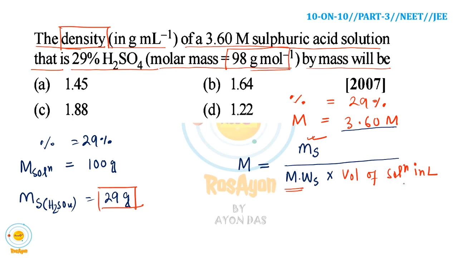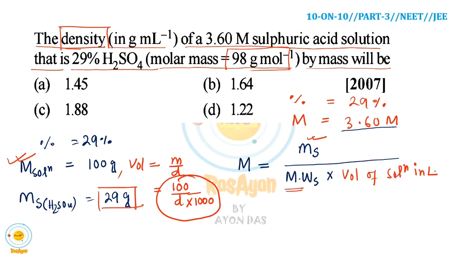Now the volume of the solution is not given. Here the mass of the solution is given. Now you have to convert it into the volume. Now you know volume equals mass divided by density. That means the volume equals 100 divided by density. Now if you convert it into the liter, you divide it by 1000 and put this value here.